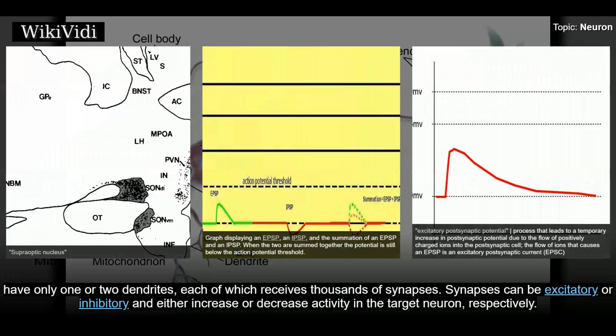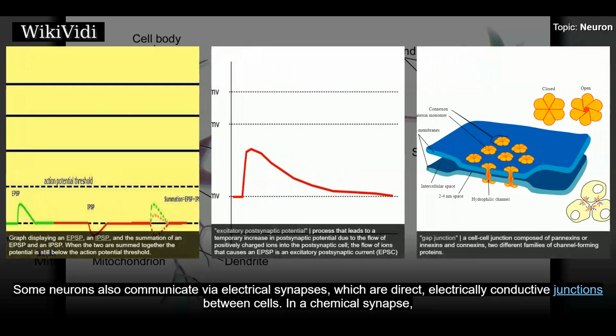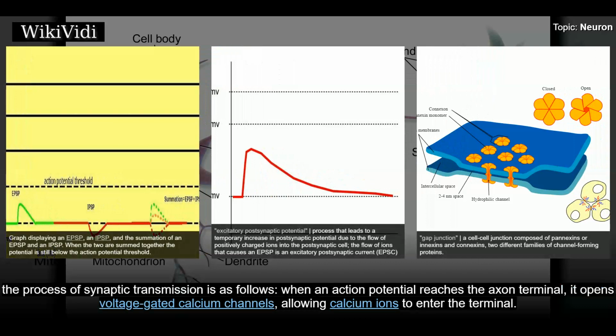Synapses can be excitatory or inhibitory and either increase or decrease activity in the target neuron, respectively. Some neurons also communicate via electrical synapses, which are direct, electrically conductive junctions between cells. In a chemical synapse, the process of synaptic transmission is as follows.